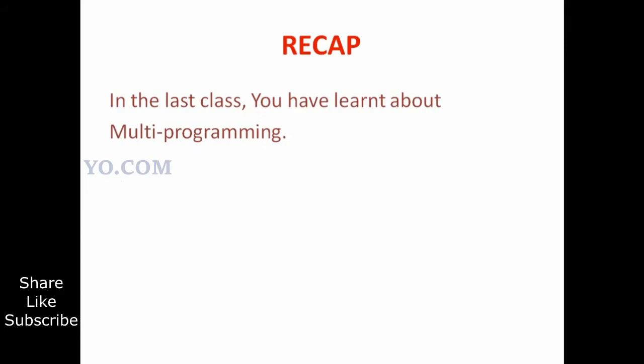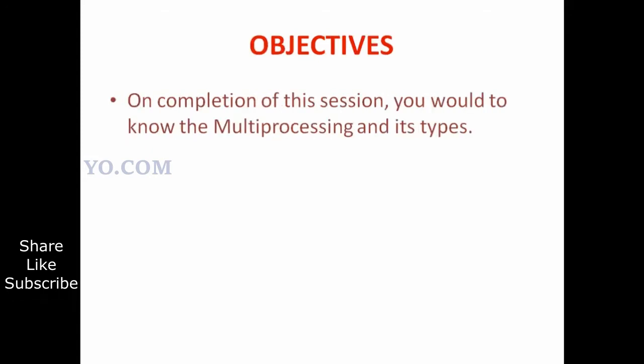To recap, in the last class we studied multi-programming and the process management of multi-programming. In this session we are going to see multiprocessing. What is the difference between processing and programming? Programming is writing the code. Processing is the execution of the program. The objective of this session is to know multiprocessing and its different types.